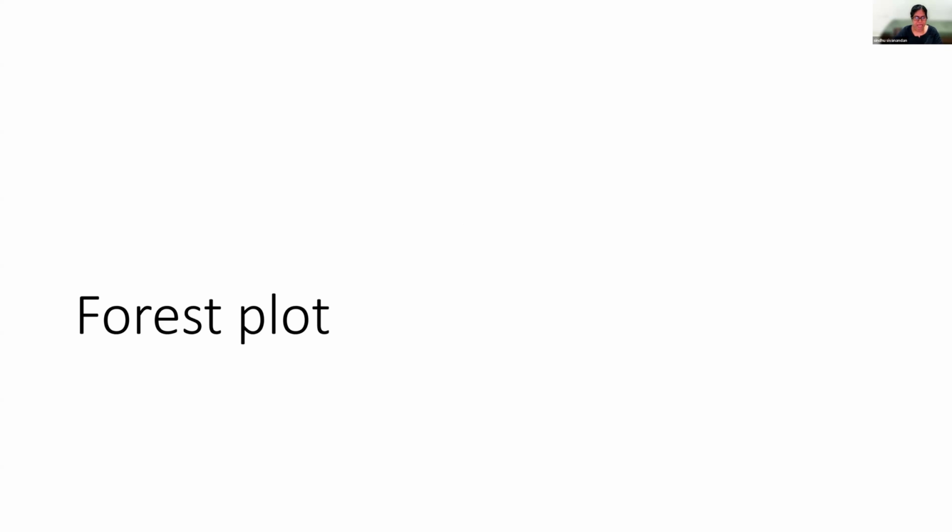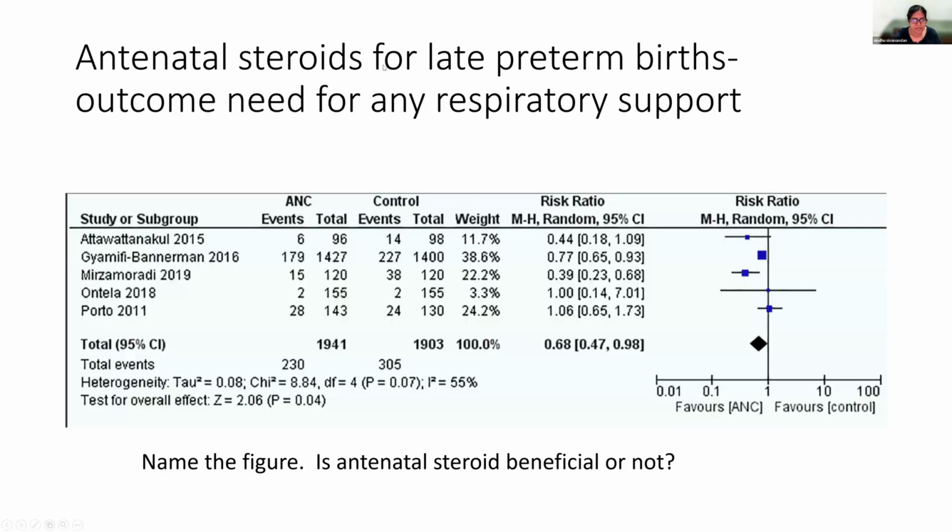Now let's discuss something about the forest plot. This particular figure is the forest plot, the one I showed earlier. So we will discuss this particular figure in detail.